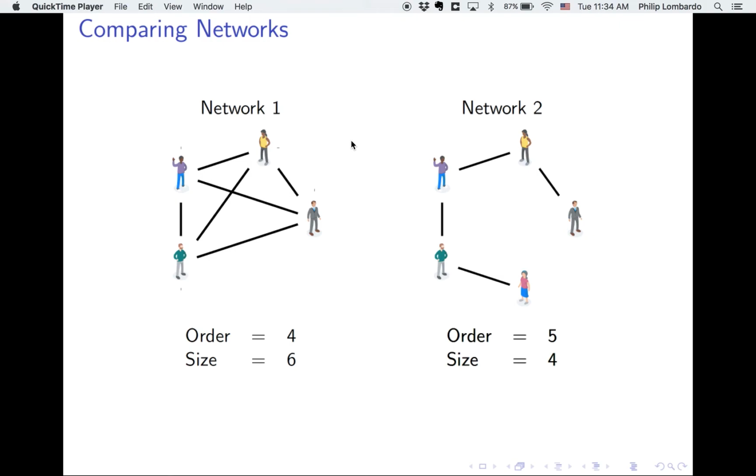So we could think of something like a subway, where there might be a lot of people inside of a subway car, but not a lot of people know each other. We would describe this type of situation as a network with a high order but a very low size. If you think of something more like a small party, where maybe there aren't too many people attending, but everybody is friends with everyone else, this would be a network with a small order and a very high size.